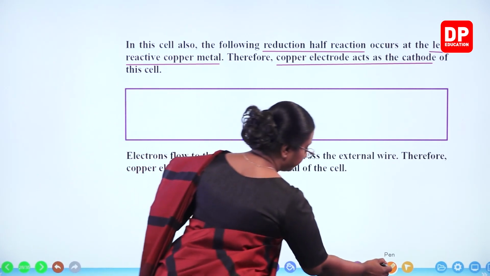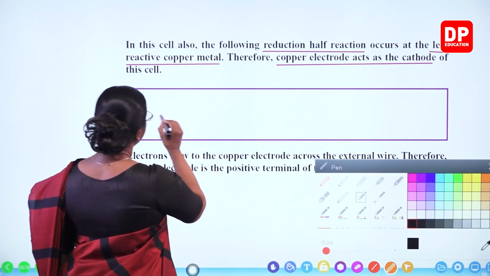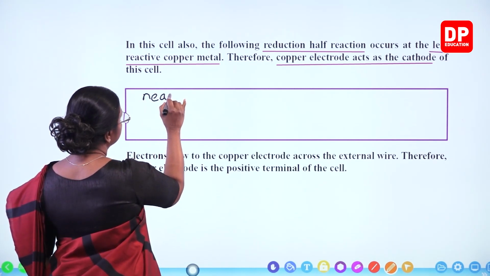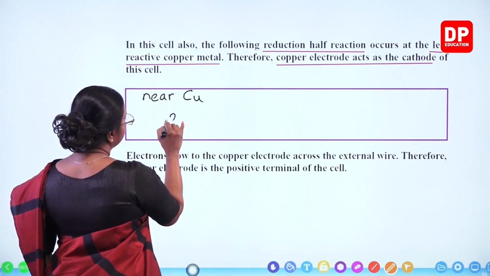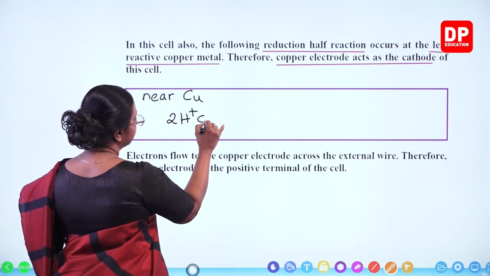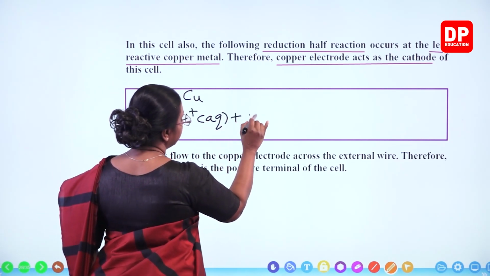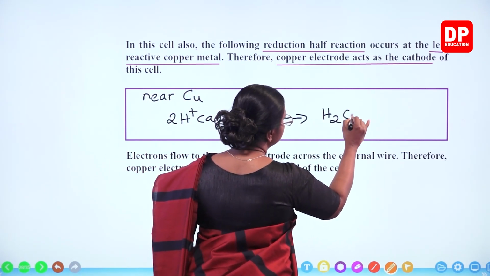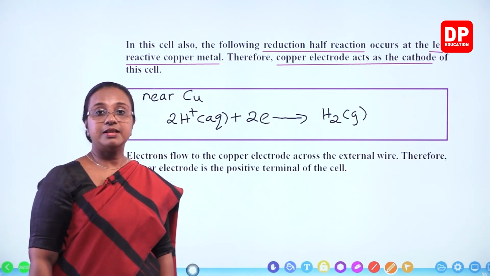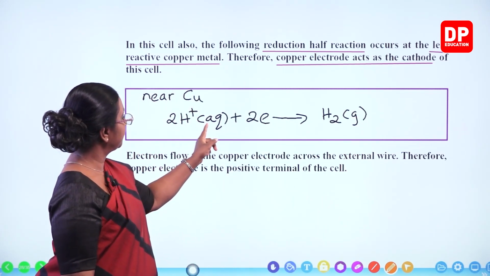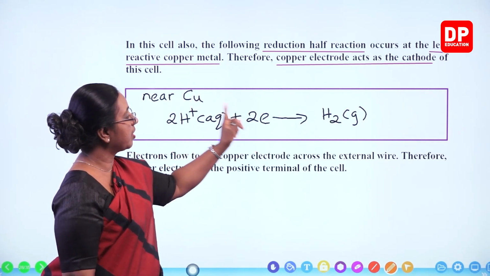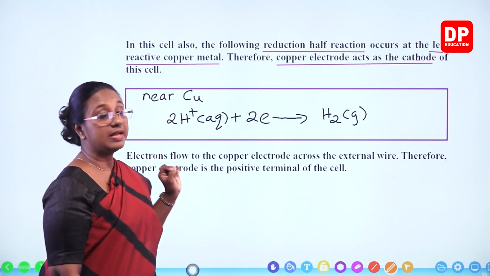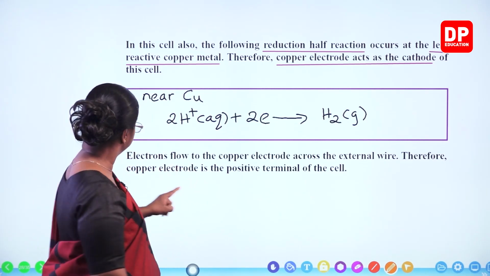Now, copper we have, if we write the equation near copper, 2H plus ions aqueous take up electrons from copper and become H2 gas. This is the reduction. Near copper, H plus aqueous takes up electrons from copper and gets reduced to H2 gas. So that means copper metal acts as the cathode.